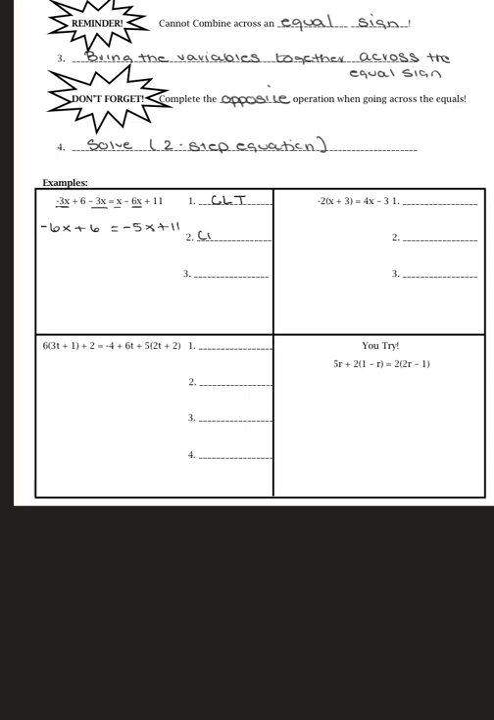Now for step 2, we're going to combine across. That basically means that we have to get the variable to one side of the equal sign. It doesn't matter whether you move it to the left or to the right. My preference is to have my variable on the left.